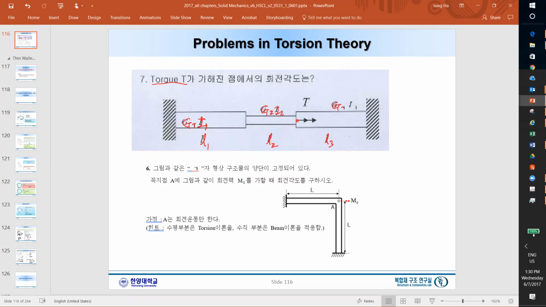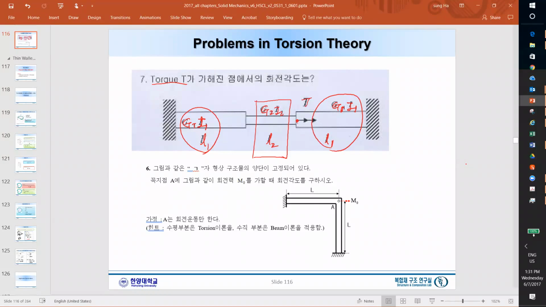Okay, I'm going to rephrase. This is the same shaft, this is G1 I1, so this is L1. They are the same, but the middle one is a different shaft with a different length and torsional stiffness, G2 I2, and then here we apply the torque.